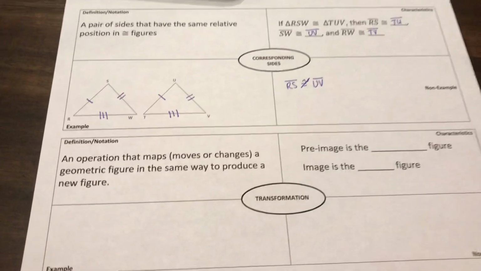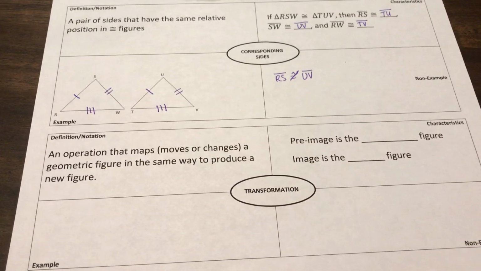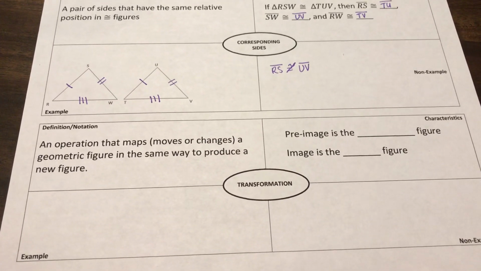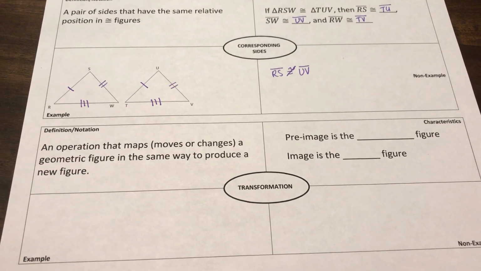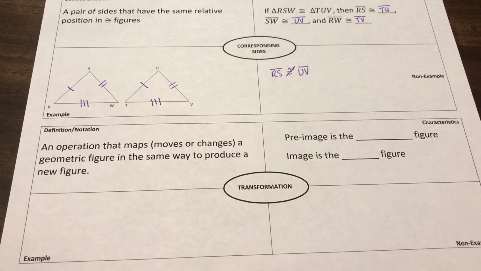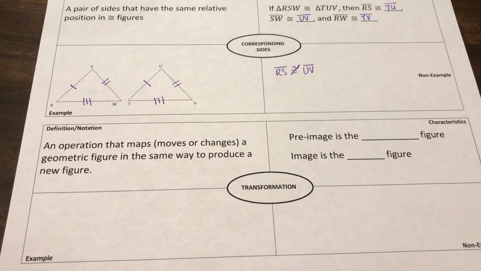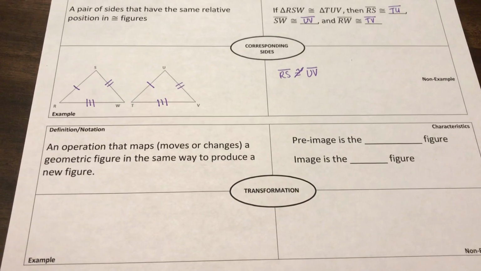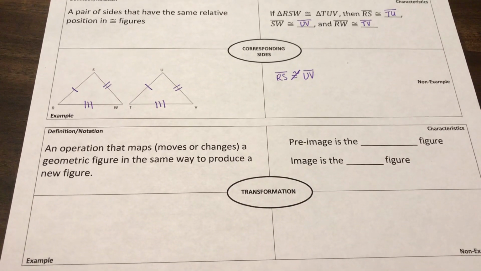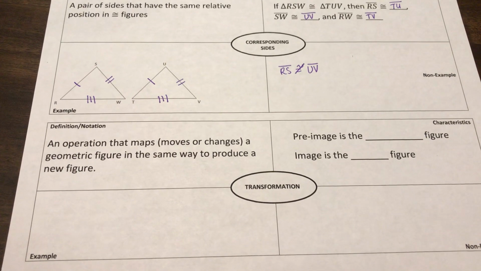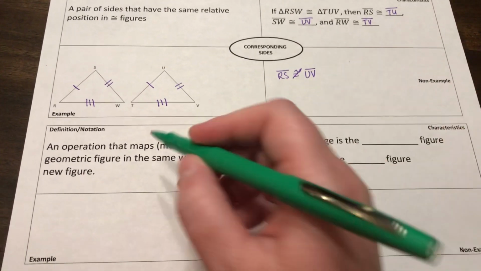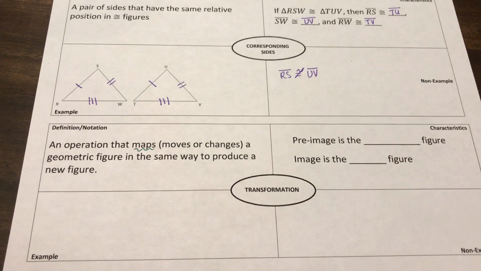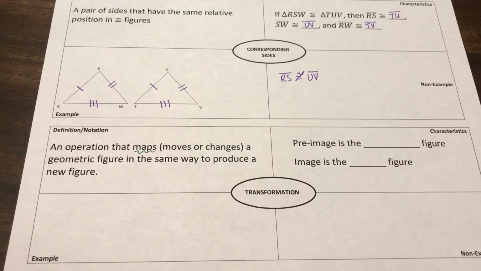Okay, this is our part 2 video for the transformations unit. So we are going to start talking about the vocab for transformation and the introductory vocab for this in part 2. So a transformation, remember that trans means across, or transformation really means to change. So a transformation is an operation that maps. Mapping is just moving or changing a geometric figure in the same way to produce a new figure.